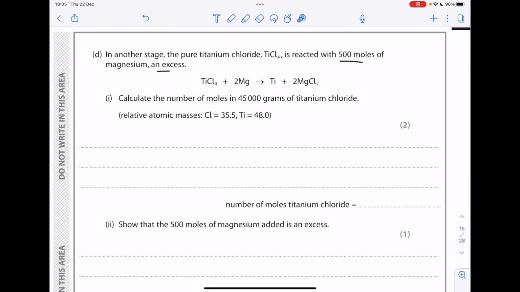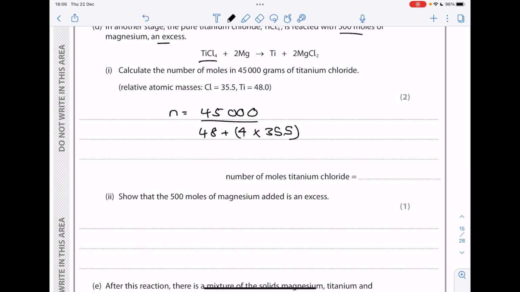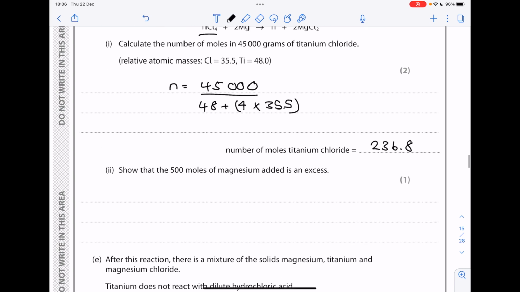In another stage, the pure titanium chloride is reacted with 500 moles of magnesium in excess. Calculate the number of moles in 45,000 grams of titanium chloride. So number of moles is the mass, which is 45,000, divided by the Mr of titanium chloride. We want to do 48 plus 4 lots of chlorine to get 236.8.